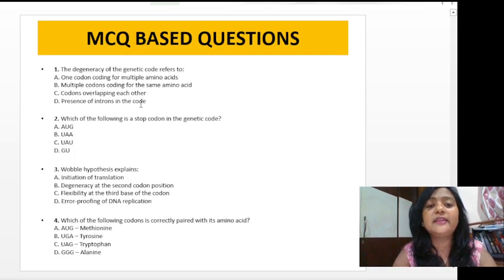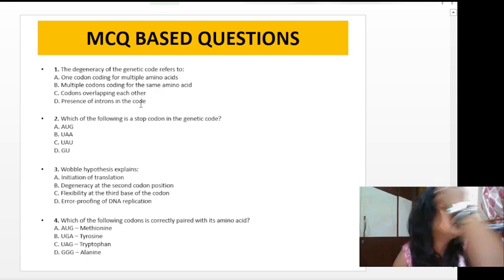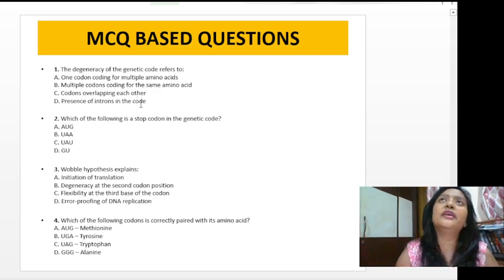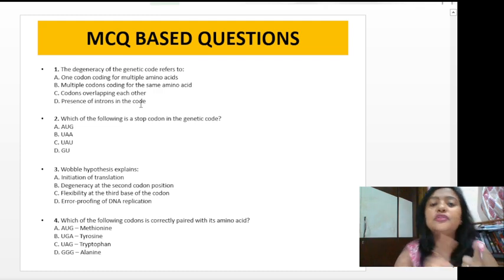One more thing I've missed out here: how the genetic code is read. The genetic code is read from the 5' direction to the 3' direction in mRNA. So remember that. Now, here I've given some MCQ-based questions for you to solve.